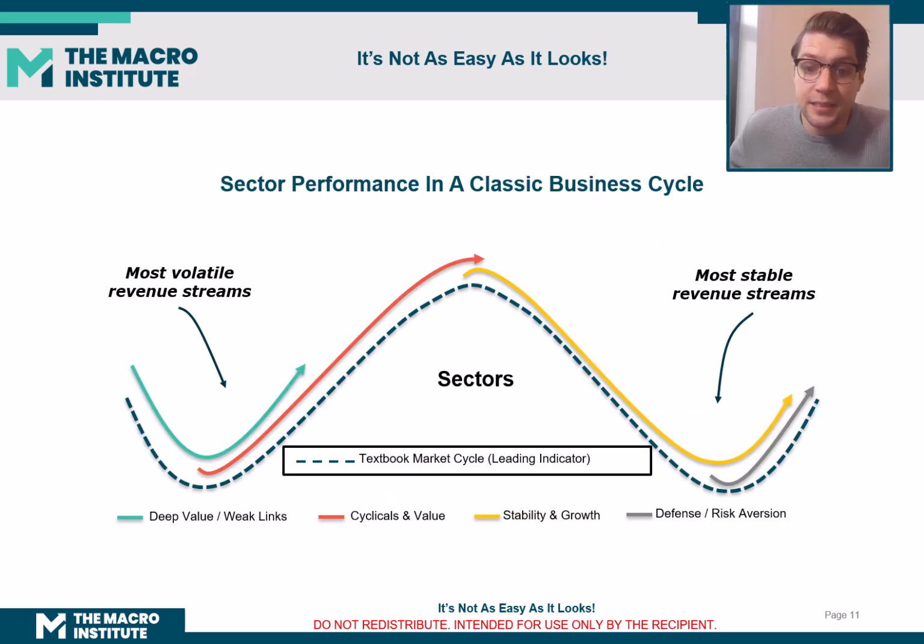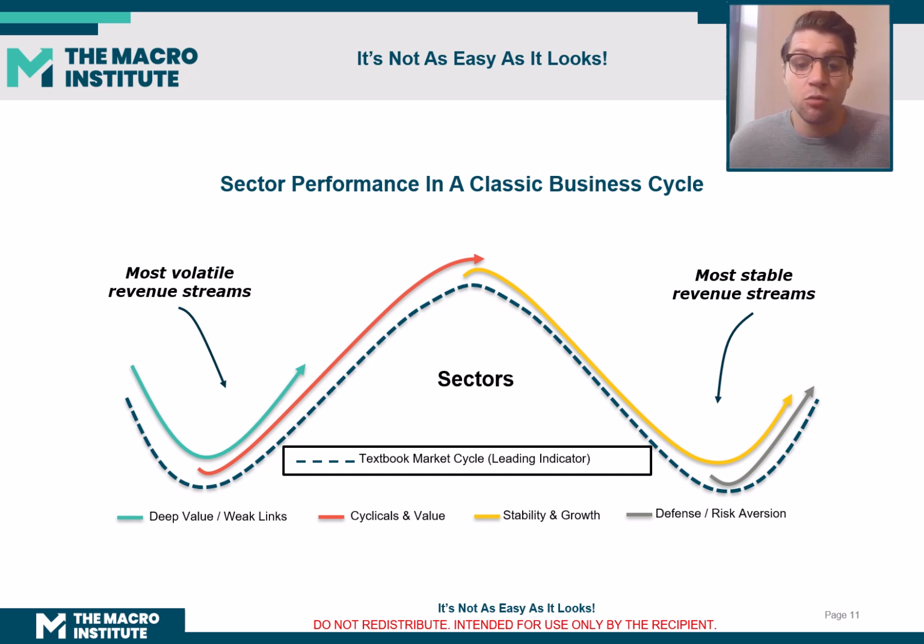The other thing that makes this complicated is that you need to be picking sectors or names that perform well during these specific periods. Now, I've blocked out the sectors that we normally have this labeled, but you can see some of the factors that do well at different phases. And you can see there's a lot of overlap.